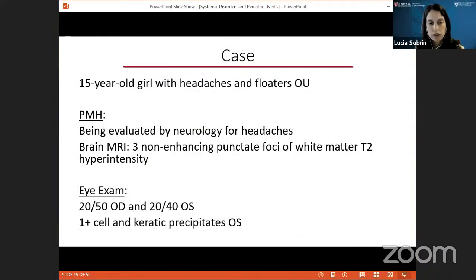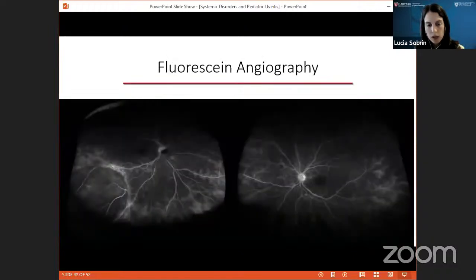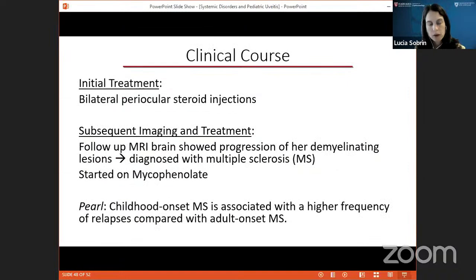The last case that I'll show is a 15-year-old girl with headaches and floaters who had already been evaluated by neurology for headaches and had an MRI that showed some non-enhancing lesions. Visions were 20/50 and 20/40. She had very mild anterior chamber cell, but more prominently in the posterior segment, she had pars plana exudates inferiorly, a localized serous detachment in the right eye, and diffuse leakage on the angiogram. We treated her with bilateral periocular steroid injections, and on follow-up MRI, it showed progression of her demyelinating lesions, and she was diagnosed with MS and started on mycophenolate.